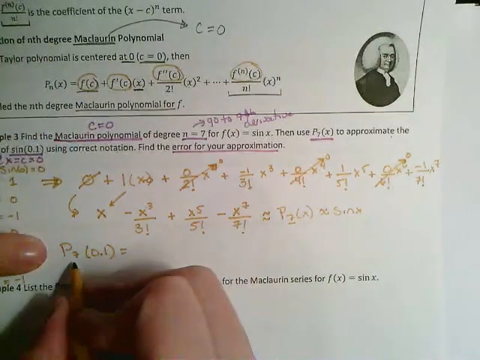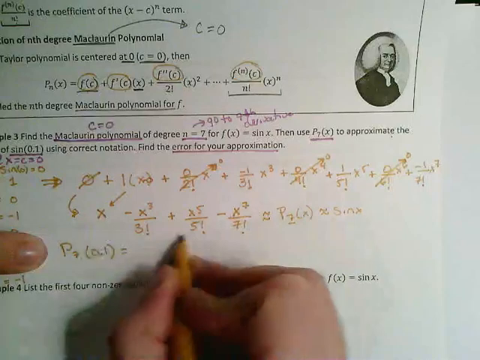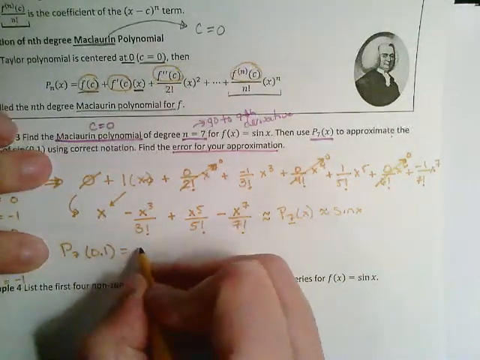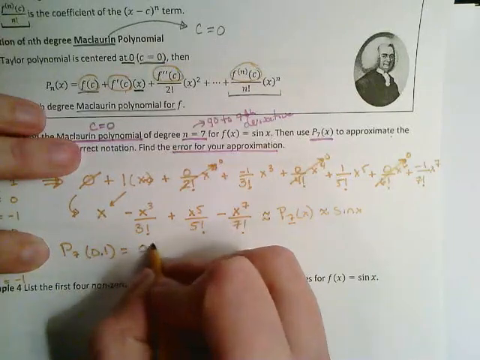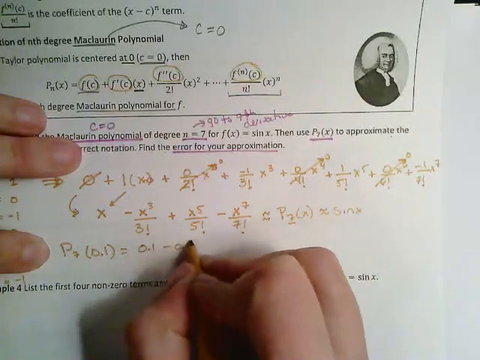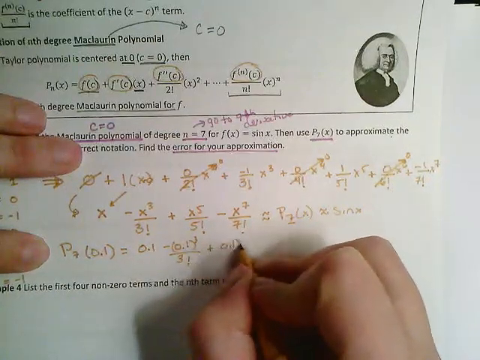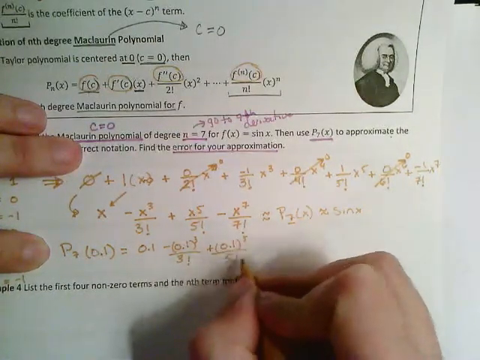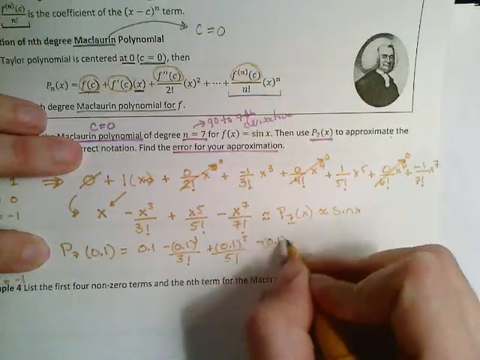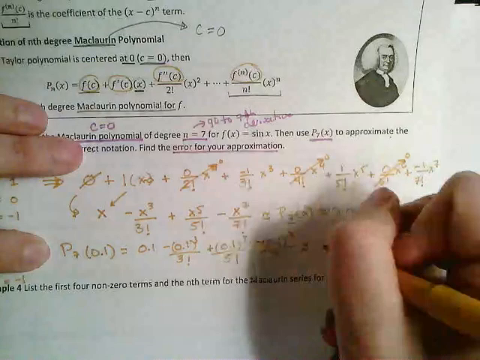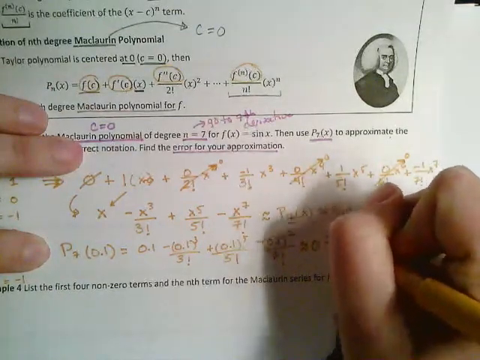So if you use this function to figure out 0.1, what that means is you're going to be plugging into the calculator 0.1 minus 0.1 cubed over 3 factorial plus 0.1 to the 5th over 5 factorial minus 0.1 to the 7th over 7 factorial. And you should get approximately 0.998.